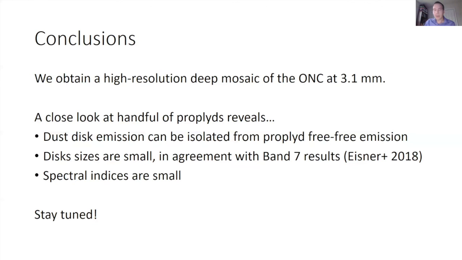So I'll leave you with my conclusions: we've obtained a high resolution deep mosaic of the ONC at 3.1 millimeters. We see lots of sources, but in a close look at a handful of the proplyds, we see that the dust emission can be isolated from the proplyd free-free emission. We found that the disk sizes are small, which is in general agreement with what we've measured in the band 7 results, and that the band 7 to band 3 spectral indices are pretty small. So I'd say stay tuned as we continue this analysis for all the sources and put it into a more statistical context, and I'll gladly take any questions.